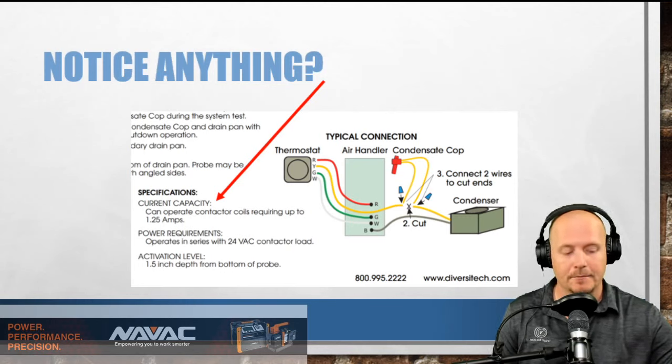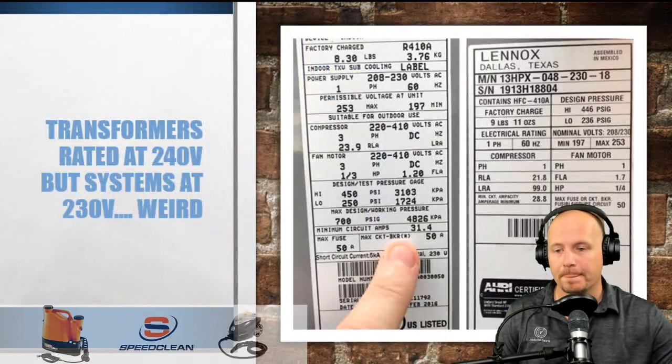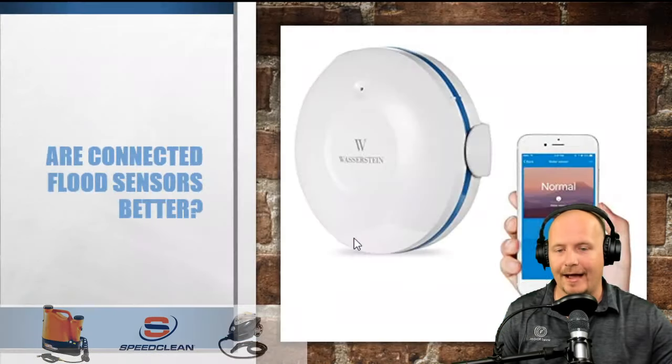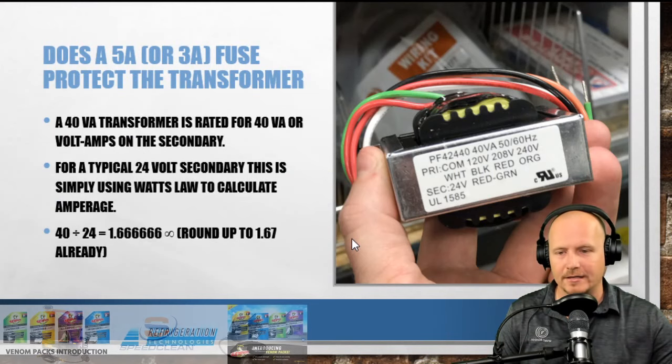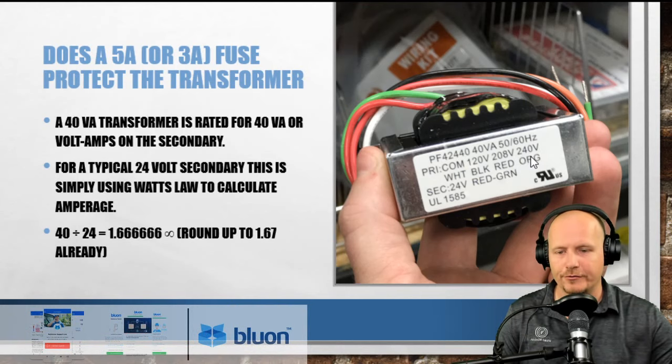It also doesn't protect the contacts in the float switch. An interesting thing I've noticed, and I talked to Joe Shearer, who's in the chat, about this once: you'll notice that most transformers we see are rated at 240 volts. This is a multi-tap primary transformer, but they're rated at 240, and most of them that I've looked at are rated at 240.